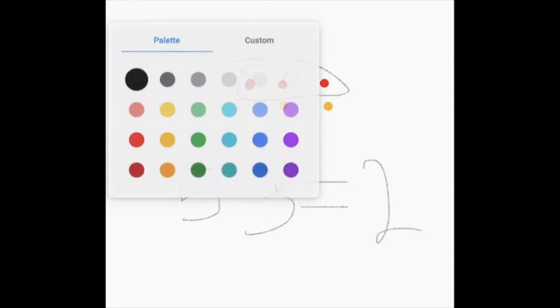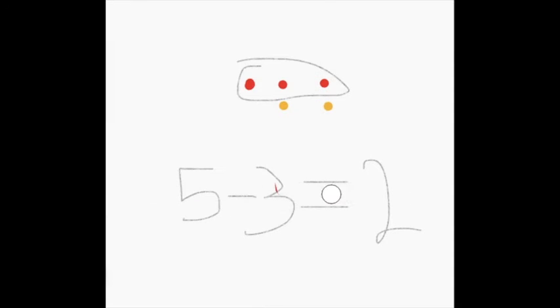So 5, I'm going to take away all of the red dots. Goodbye, red dots. So how many did we take away? 1, 2, 3. Minus 3. And how many were left over? 1, 2. All right, let's erase.